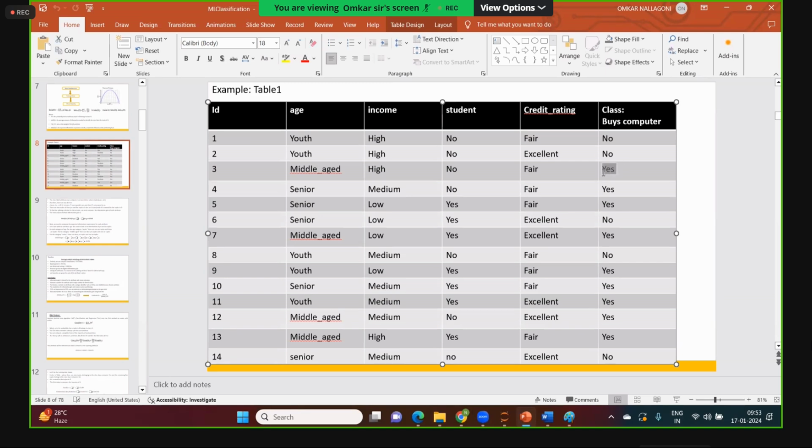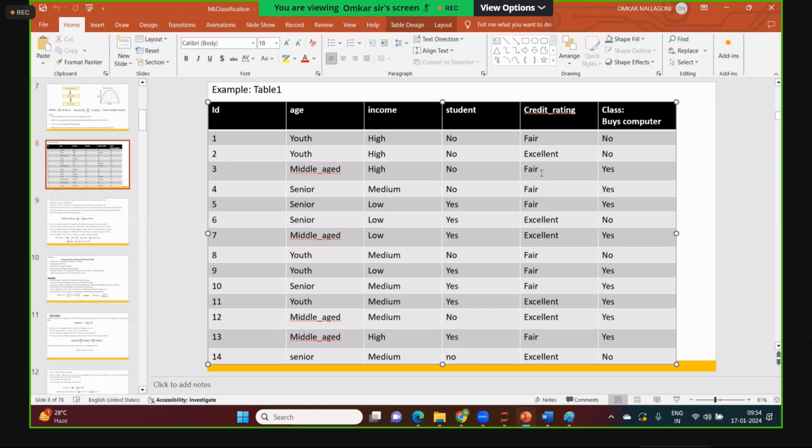Now Avinash is asking Deepak, why does this guy buy the computer? Then in return Deepak is saying that because he is middle-aged, his income is high, he is not a student, and his credit rating is good. That's why he buys the computer.